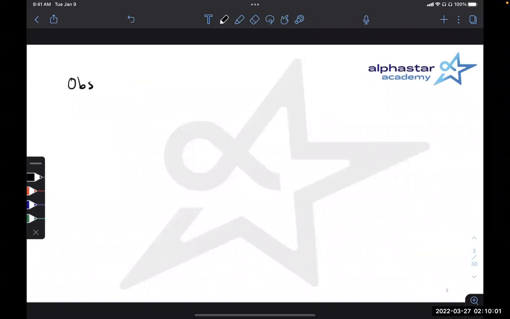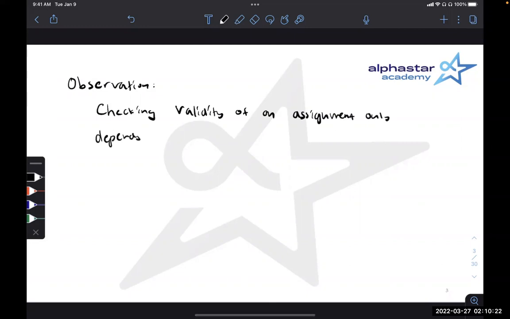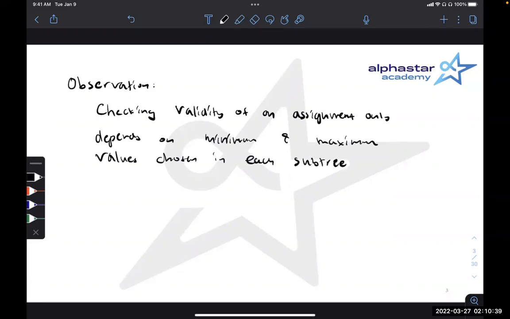One observation is checking validity of an assignment only depends on minimum and maximum values chosen in each subtree. The reason for this is if we're looking at like SI minus SJ, this is maximized when either SJ or, let's say SJ is the ancestor, so SI extremal values will give the maximum.